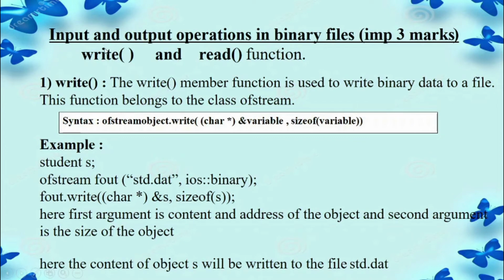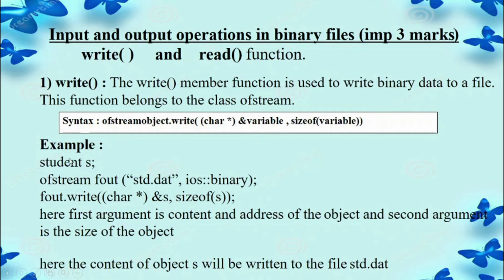Now let us see the next input and output operations. It is used to read and write data in binary files. So there are two functions. Write is for writing data in binary files, and read is used to read the data from the binary file. So the write function, a member function, is used to write binary data to a file. This function belongs to the class ofstream, and the syntax is ofstream object dot write open bracket char asterisk ampersand variable comma sizeof variable.